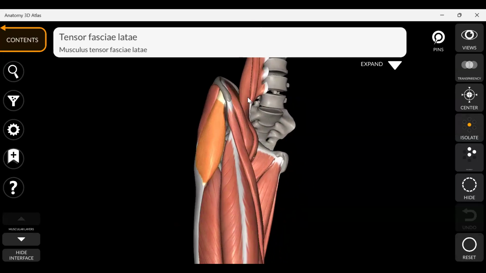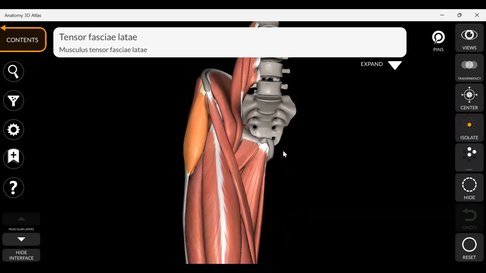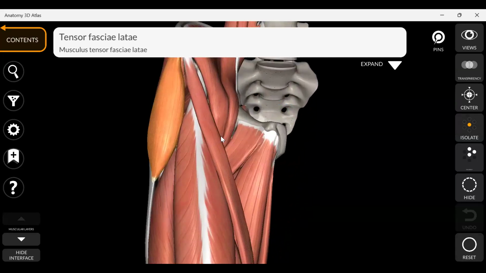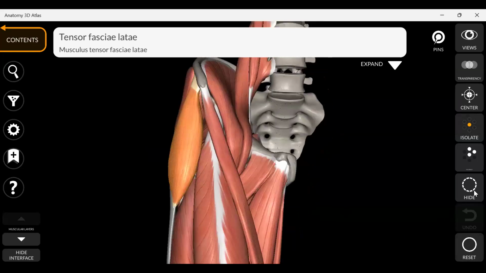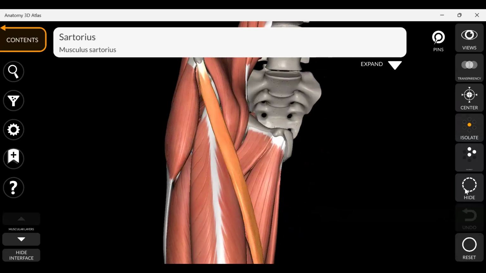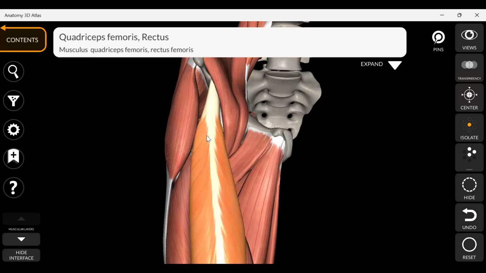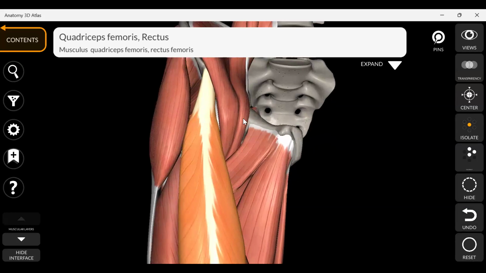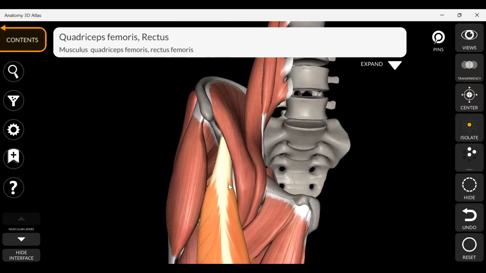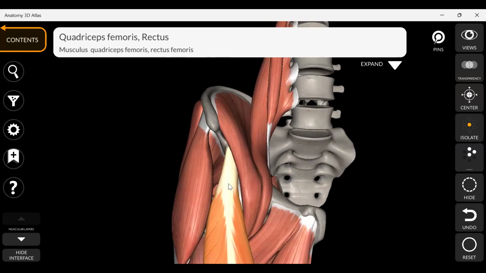Okay, now again digging deep, and first what we are doing, we are hiding the sartorius. We have learned about the sartorius. Now below we can see this muscle. This is the quadriceps femoris, but quadriceps femoris has four components. This is one of the longest components of the quadriceps muscle. It is the rectus femoris.